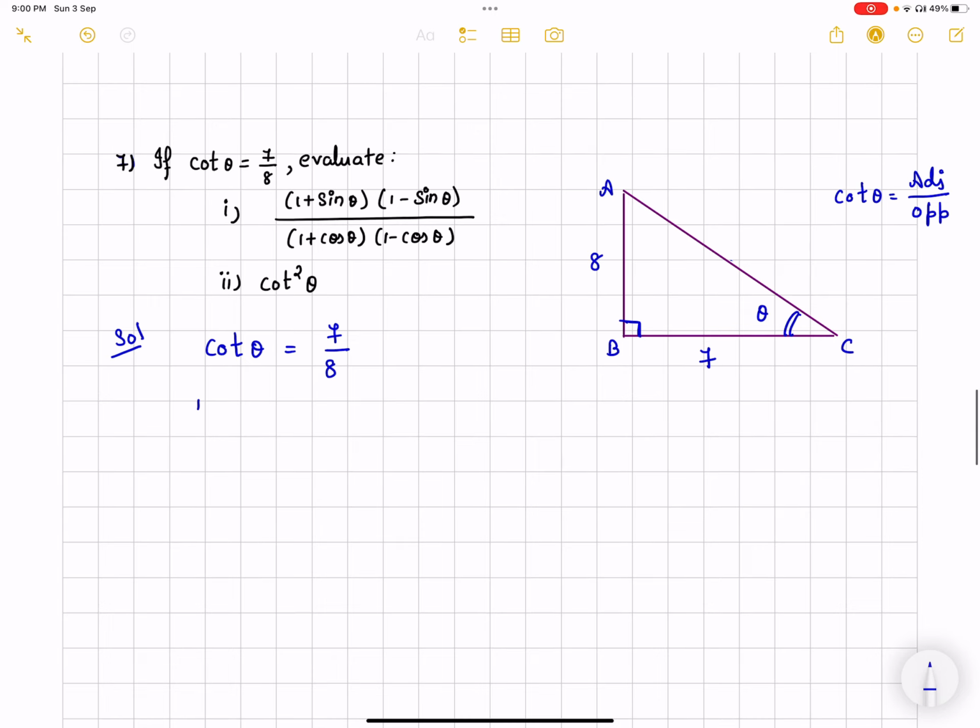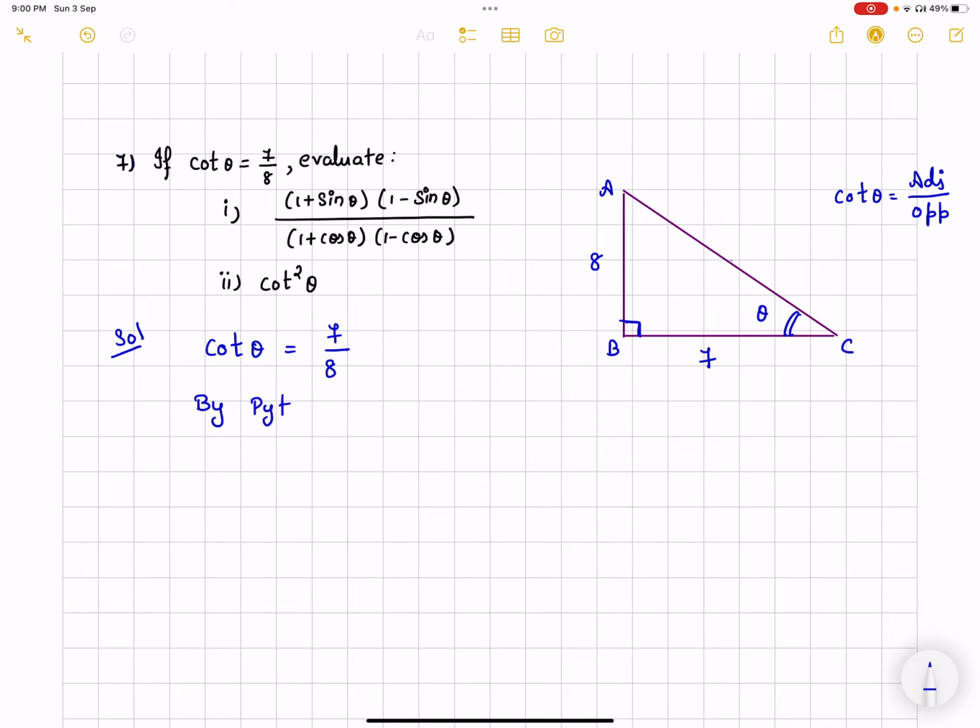Looking at my subdivision 1, I need the help of sine and cos. Without that, I won't be able to proceed. But in the second subdivision we have cot already, so we can do it. But in the first subdivision, we may not be able to proceed without this. So that's the reason. Let's start by using the Pythagoras theorem.